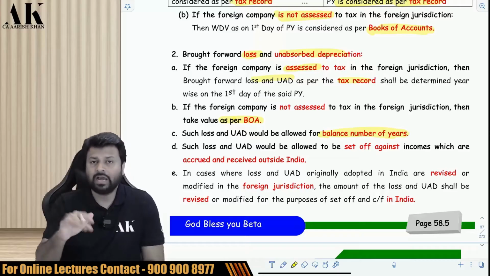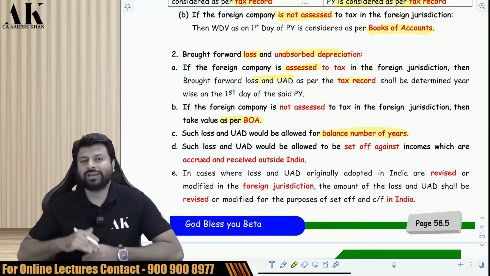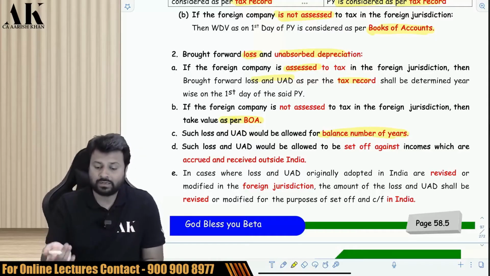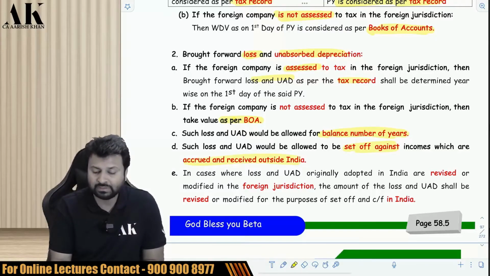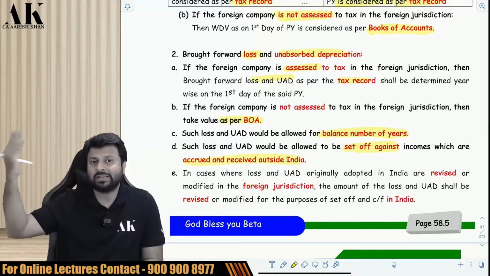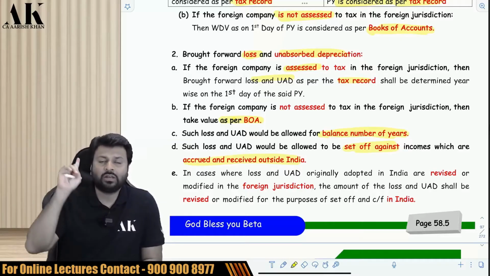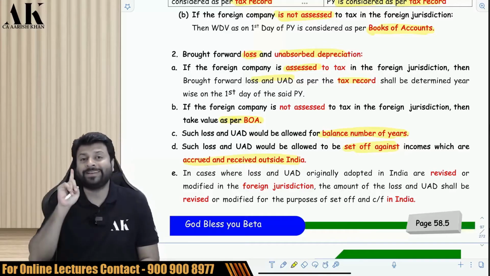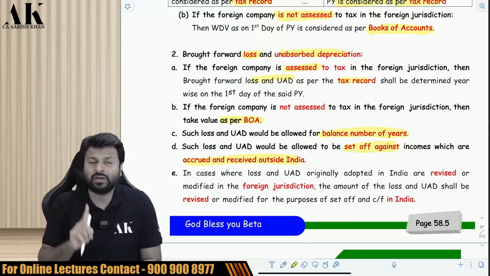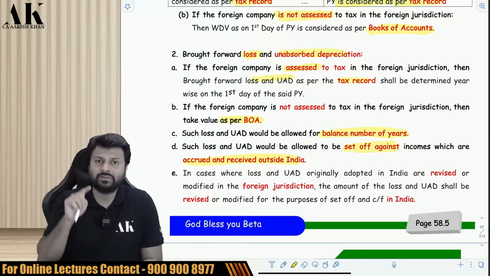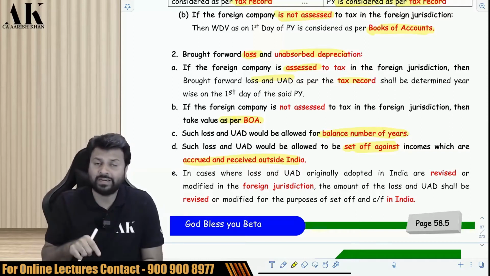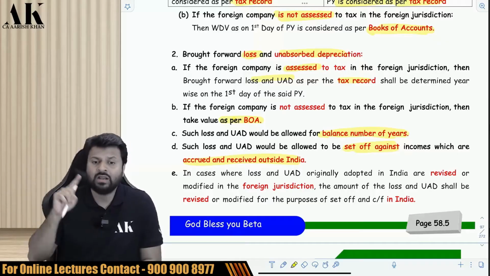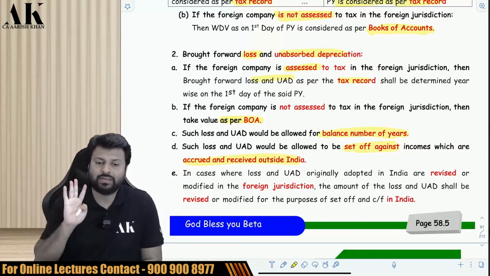Okay. And now, the second thing: the loss and the UAD which you are going to carry forward in India, against which income are they to be set off? They are to be set off only against the income which accrued outside India and which is received outside India. It means the loss and the UAD which you are carrying forward cannot be set off against the income which accrued in India or income which is received in India. They can be set off only against the income which accrued outside India or income which is received outside India. Be very careful. Okay.